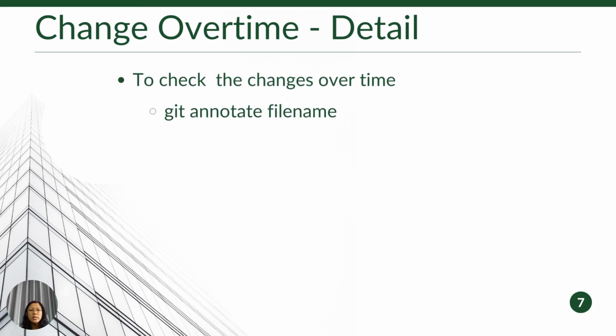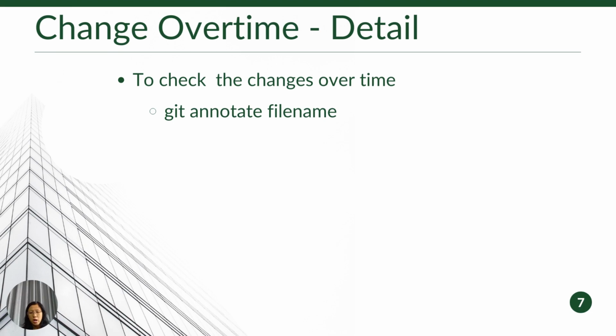If you want to see the details about the changes, who made the changes and at what time, you can use the annotate function. Git annotate file name gives you the line by line changes. Who is the author, who made the changes, and what kind of changes he made.